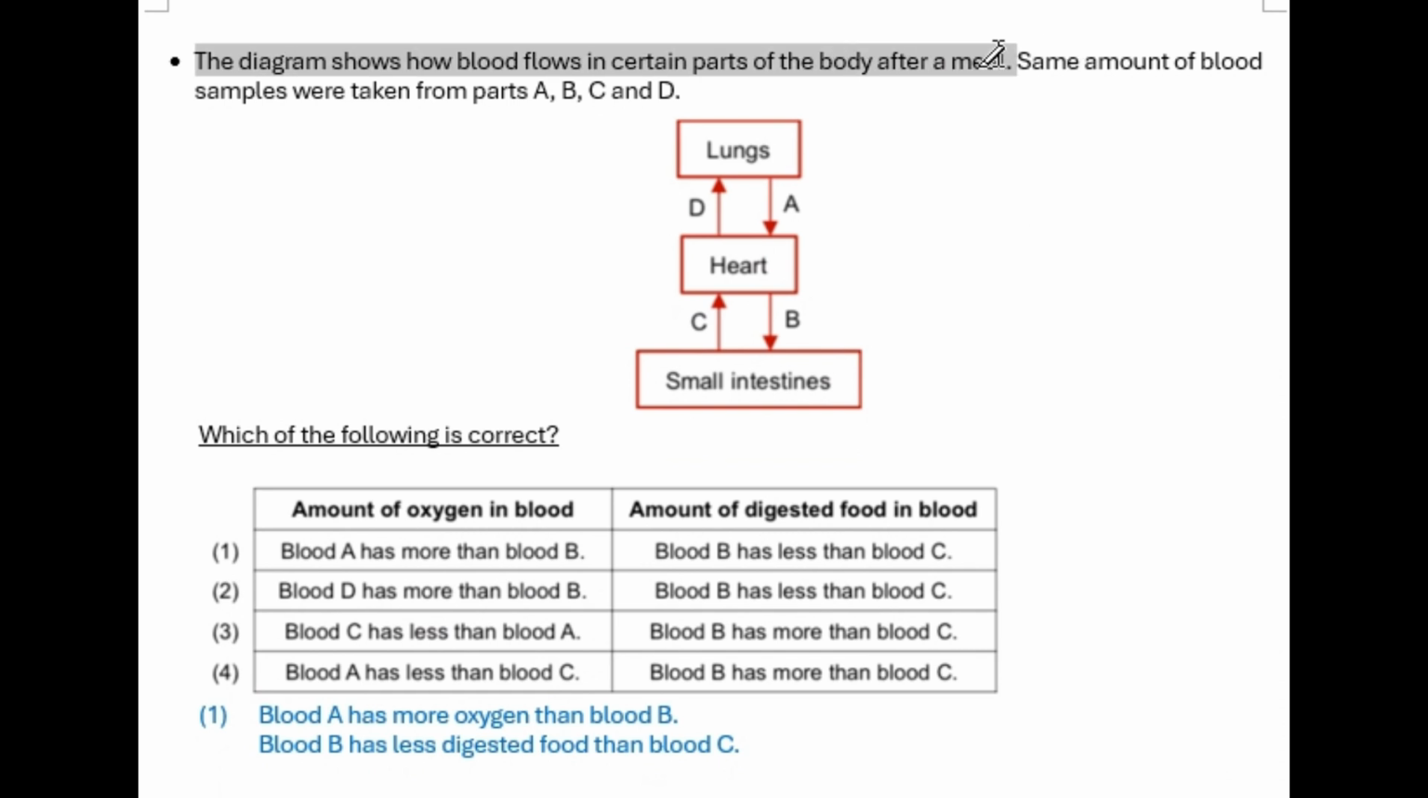The diagram shows how blood flows in certain parts of the body after a meal. The same amount of blood was sampled from parts A, B, C and D. Which of the following is correct? 1. Blood A has more oxygen than blood B. Blood B has less digested food than blood C.